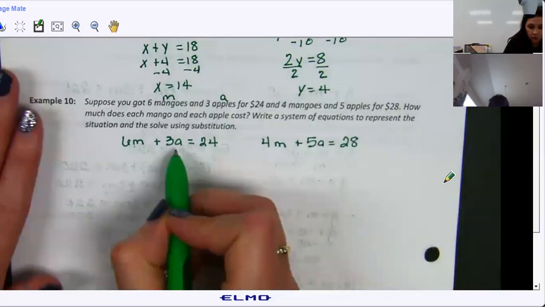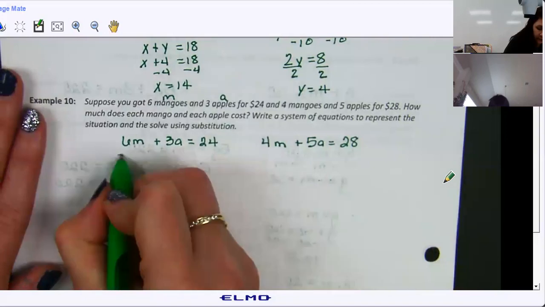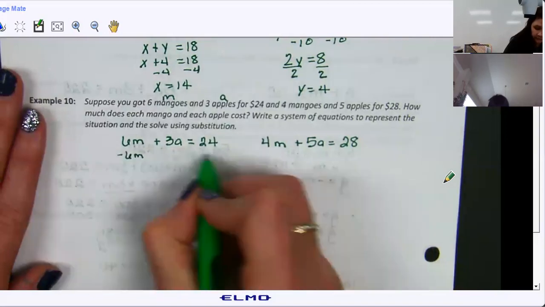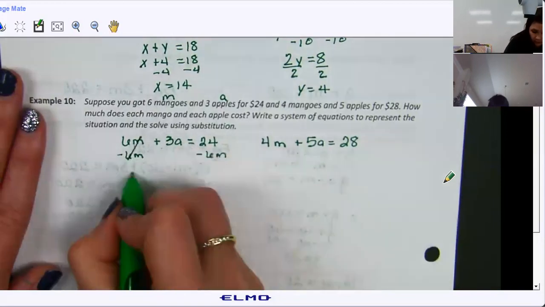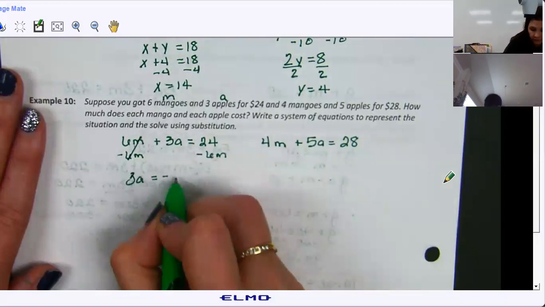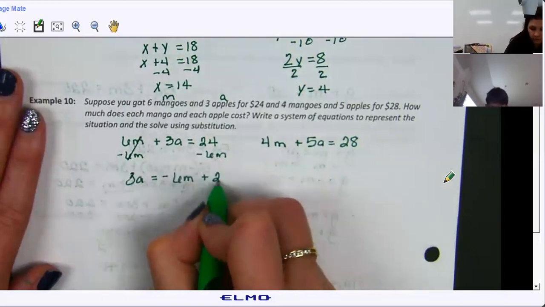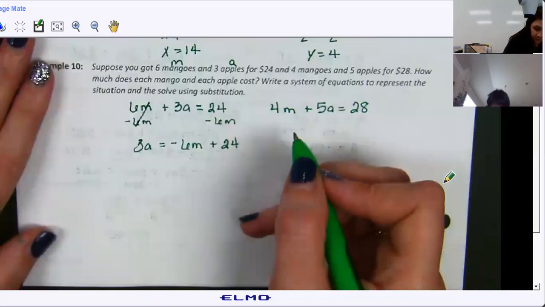We are going to isolate A. So we have to first subtract 6M from both sides. 3A equals negative 6M plus 24. And then we can divide everything by 3.